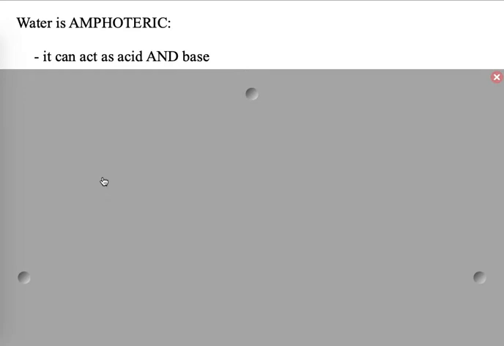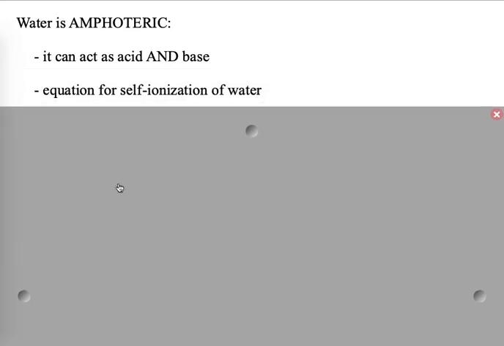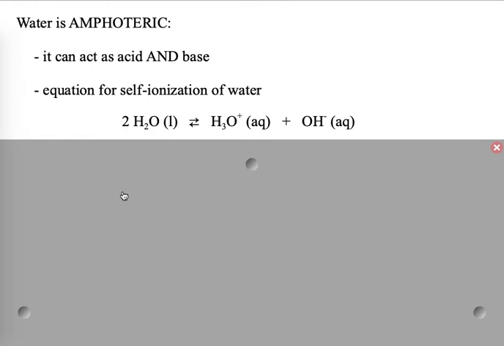Now, let's move on. Water, you may recall, has an unusual property. It is what we call amphoteric. What does that word amphoteric mean? It means it can behave as both an acid and as a base. Okay? And here is the equation for the self-ionization of water. Water, under normal conditions, undergoes a process called self-ionization, in which 2 moles of liquid water are in equilibrium with 1 mole of the hydronium ion and 1 mole of the hydroxide ion.